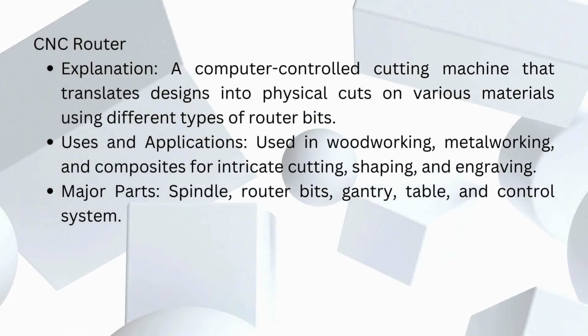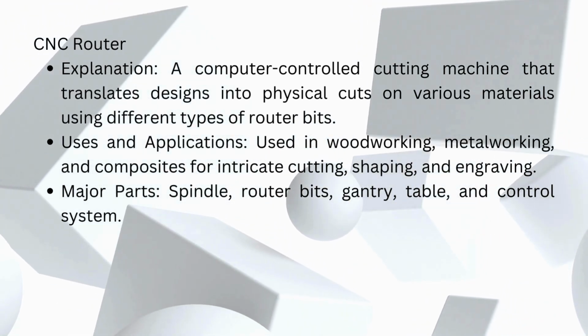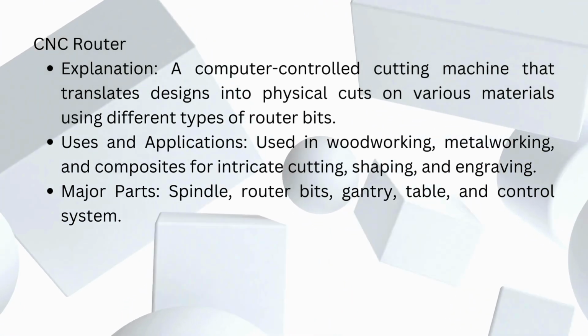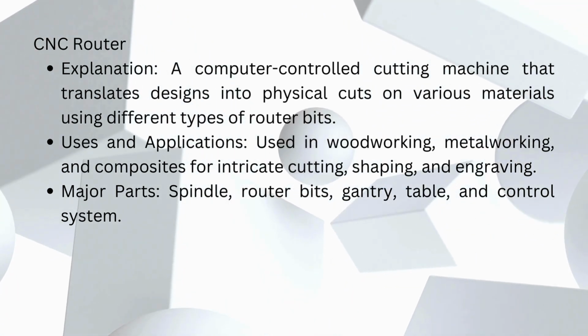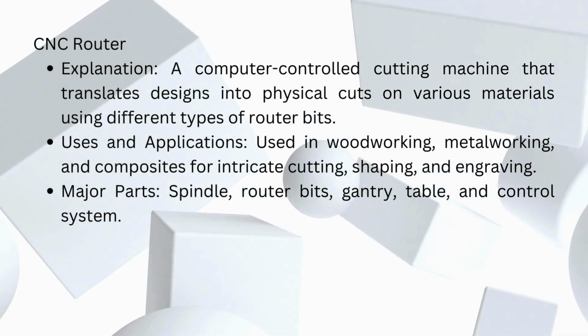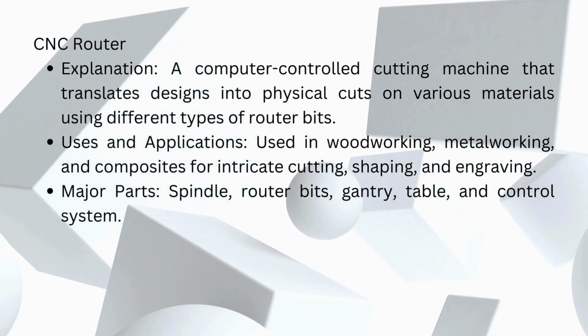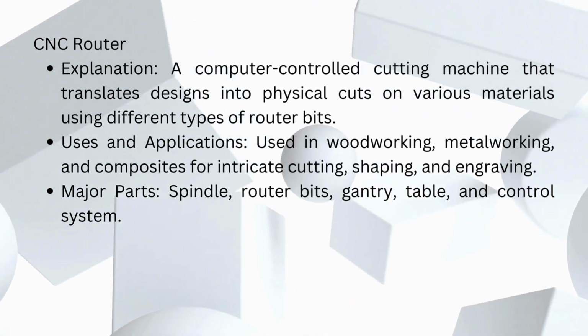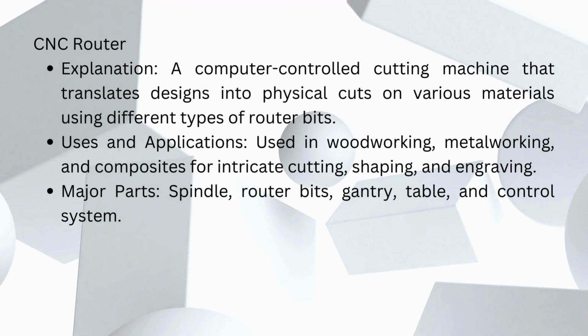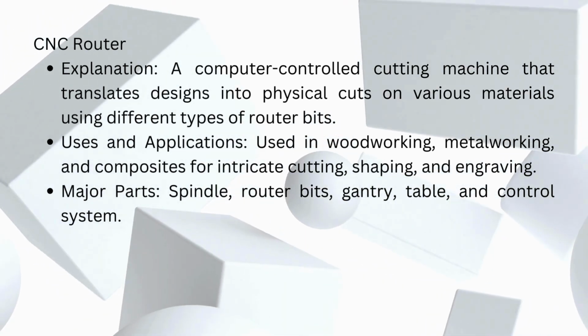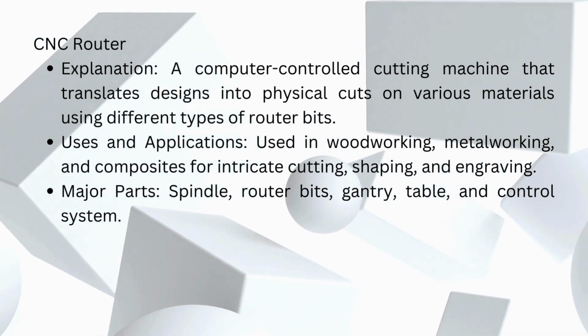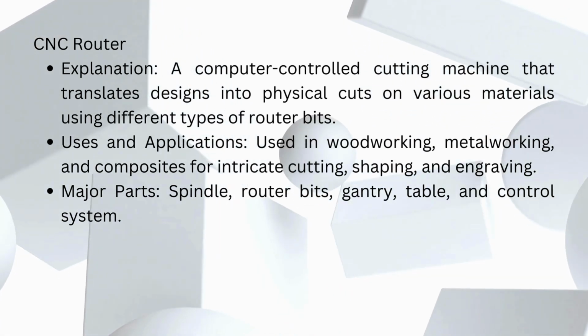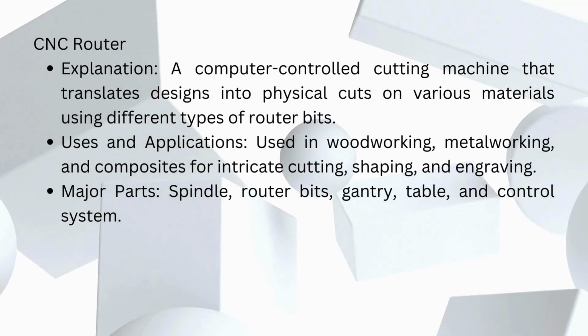CNC router. Explanation: a computer-controlled cutting machine that translates designs into physical cuts on various materials using different types of router bits. Uses and applications: used in woodworking, metalworking, and composites for intricate cutting, shaping, and engraving. Major parts: spindle, router bits, gantry, table, and control system.